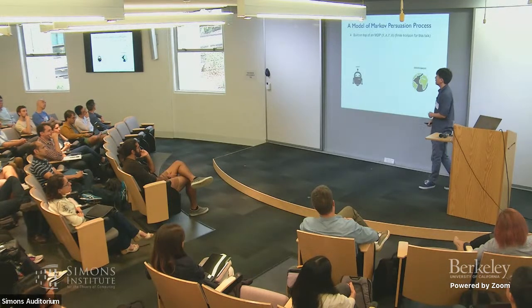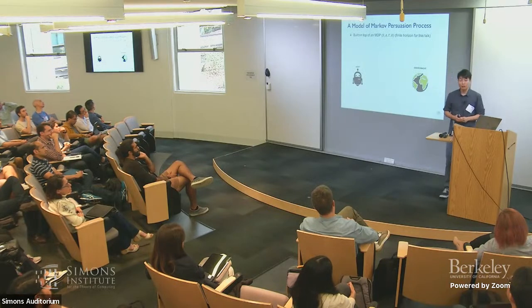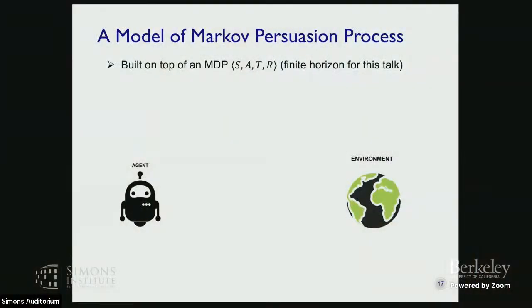Okay, so that really leads us to the study of the Markov persuasion process. And the model is actually very simple to think about. It's built on top of a very standard Markov decision process with state space S, action space A, transition kernel, and a reward function. For this talk, I'm going to assume it's finite. But again, it's not necessary. You can do infinite horizon as well.